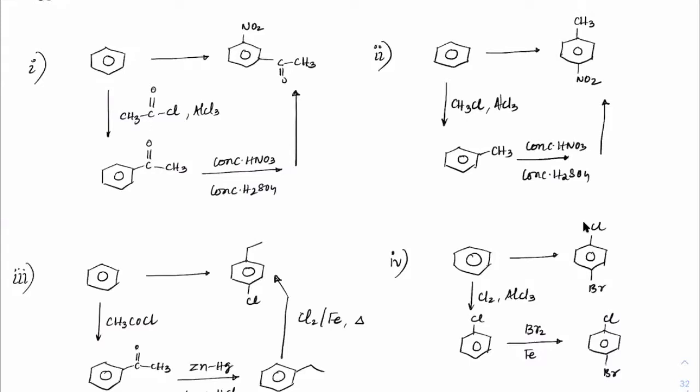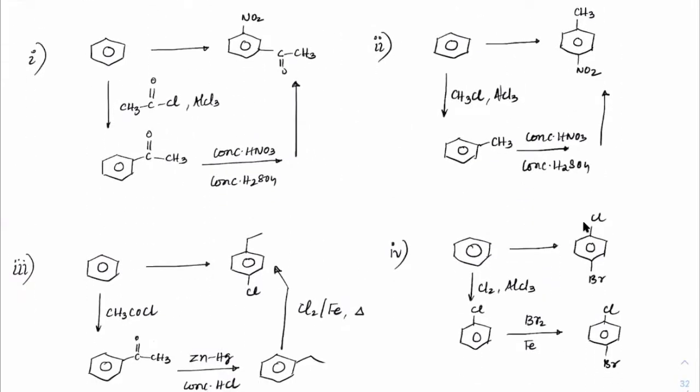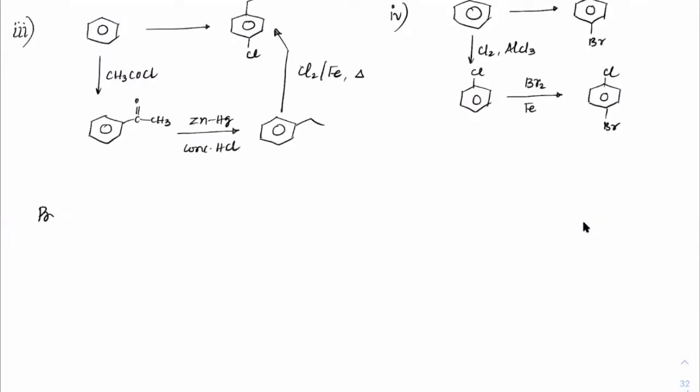Now the next objective is to identify the preference of EAS if you have multiple groups. Suppose you have multiple groups, then what is the most preferable position? Everyone, have you done with the conversions? Preference of EAS in multiple substitutions, multiple substituted benzenes.